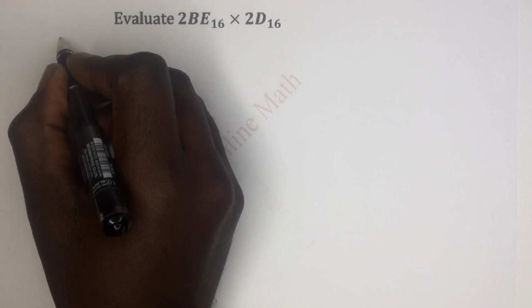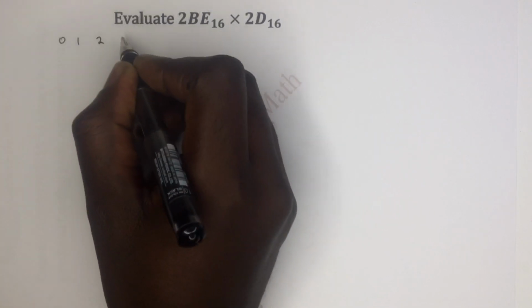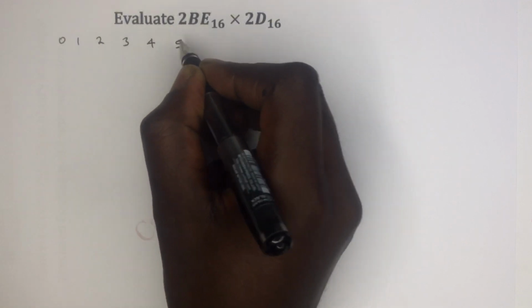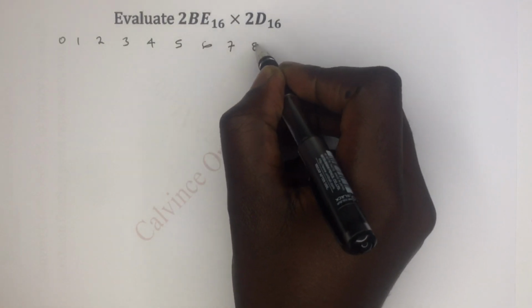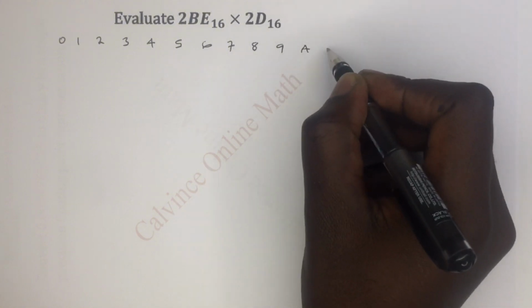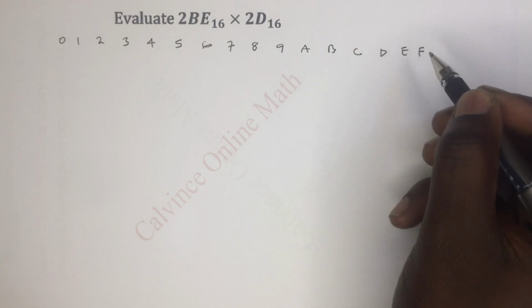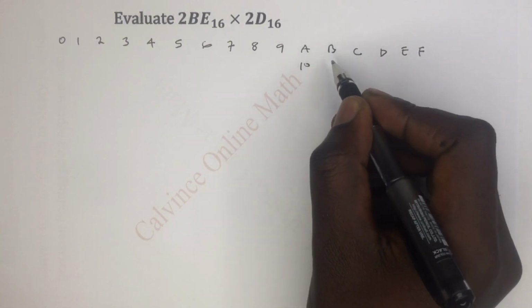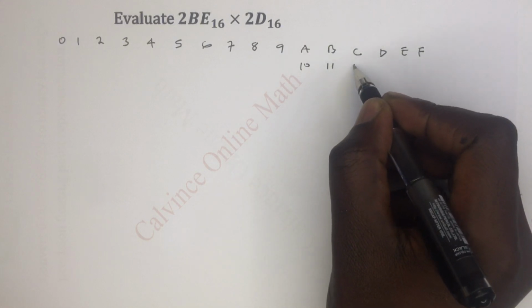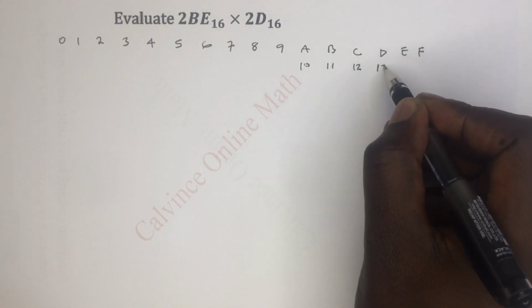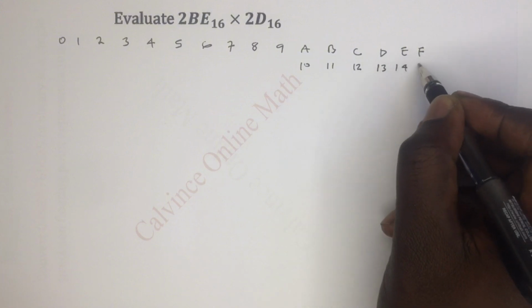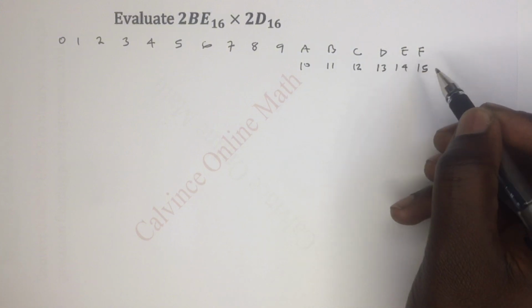The first thing we need to do is to write down all the numbers involved in hexadecimal. In hexadecimal we have 0, 1, 2, 3, 4, 5, 6, 7, 8, 9, A, B, C, D, E, and F, where A stands for 10, B stands for 11, C for 12, D for 13, E for 14, and F is 15.